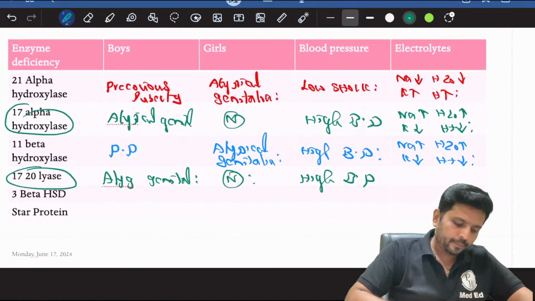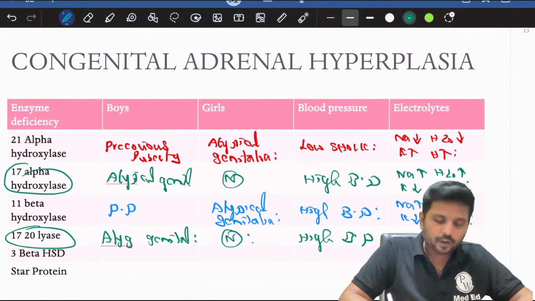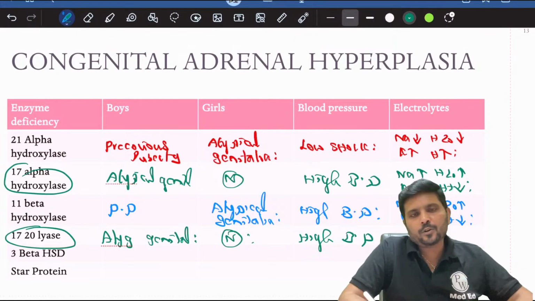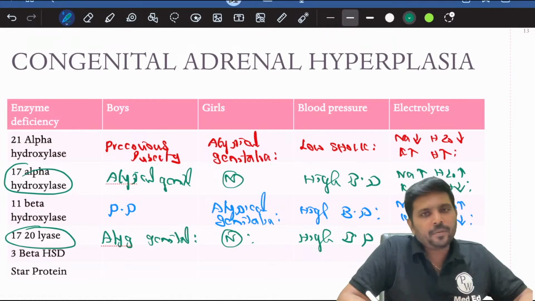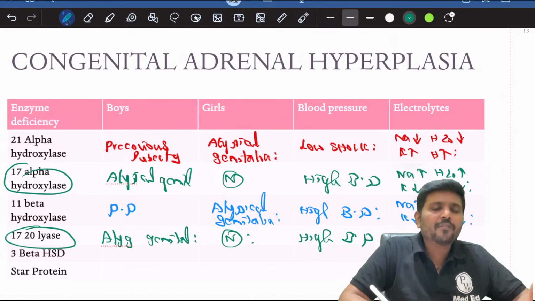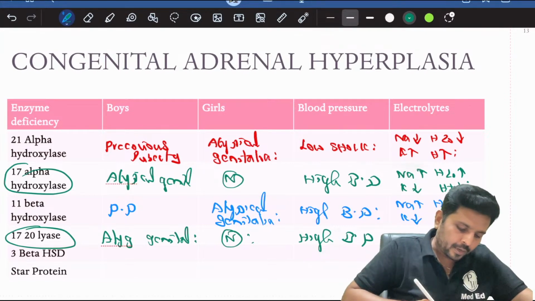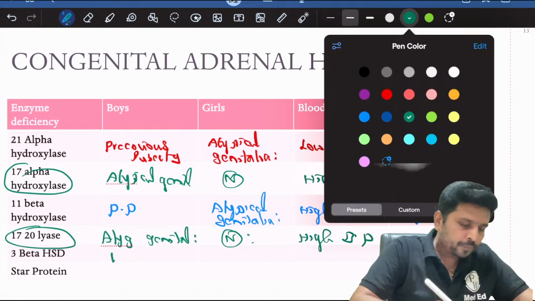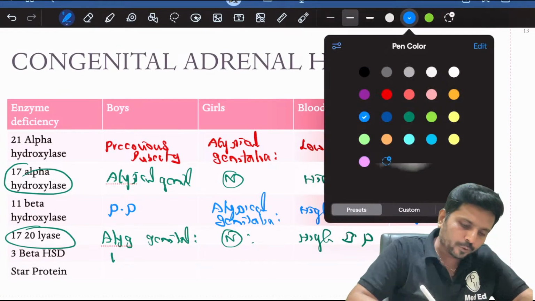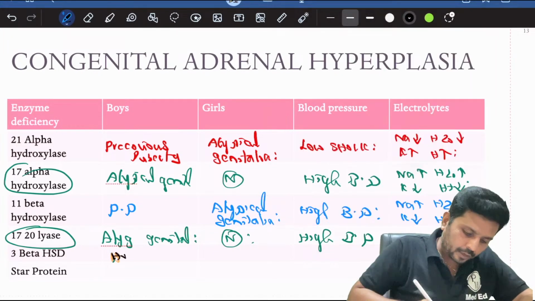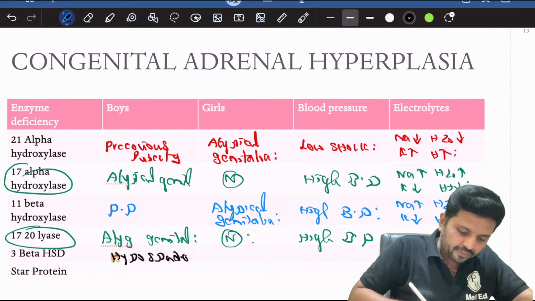And then 3 beta HSD. So, what is the role of 3 beta HSD? 3 beta HSD is the enzyme which converts pregnenolone and DHEA toward androstenedione. When 3 beta HSD is not there, DHEA will be formed, and it is a weak androgen. And 3 beta HSD is also useful for the production of aldosterone. So what will happen? In 3 beta HSD deficiency, boys will have hypospadias, this is very, very important, because it is a weak androgen.